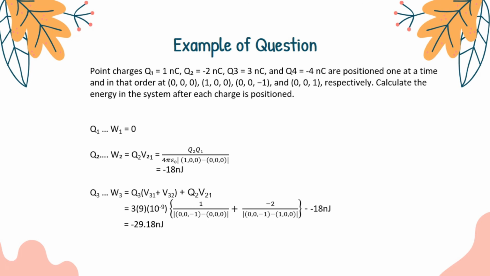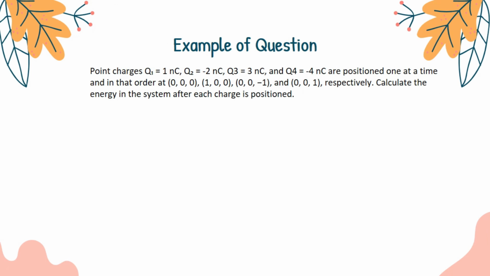Next, the work done to move Q3 into the system is given by work done 3 is equal to Q3 in bracket V31 plus V32 plus Q2 V21. When we substitute this into the equation, the final answer we get is negative 29.18 nanojoule.